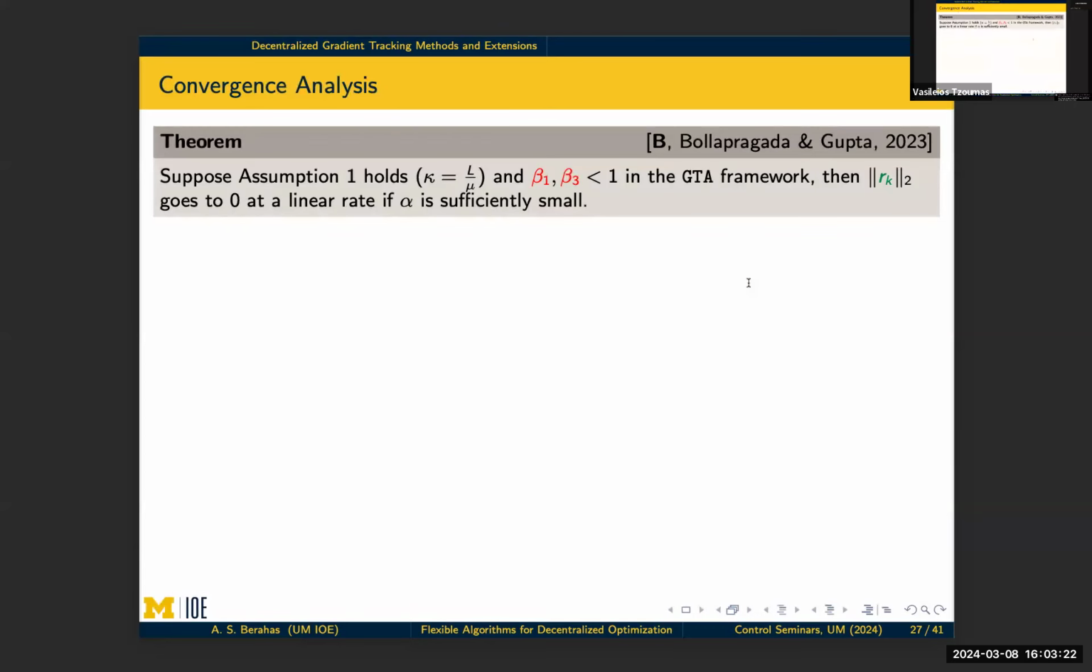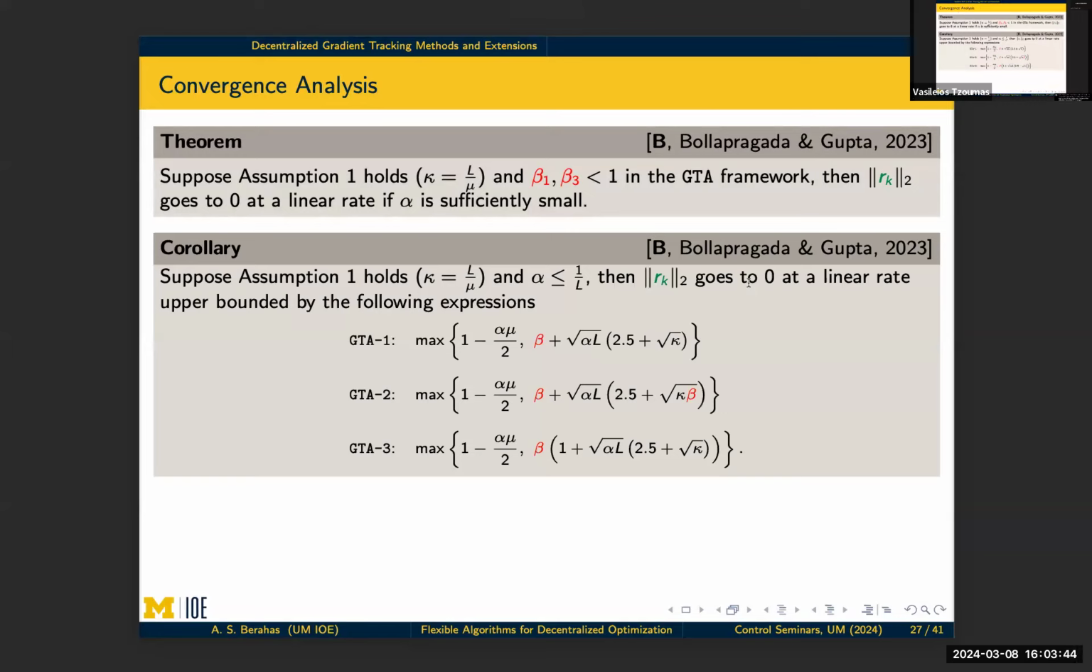Okay. So the first result is the result that I alluded to earlier. It was the fact that if you have a sufficiently small step size, then this error recursion is going down at a linear rate. I'm not writing anything new other than the last bullet that I had on the DGD slide, or in the DIGing slide.